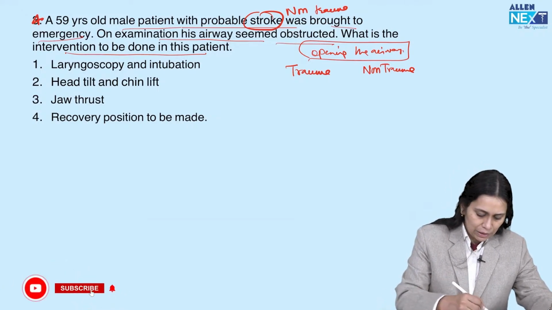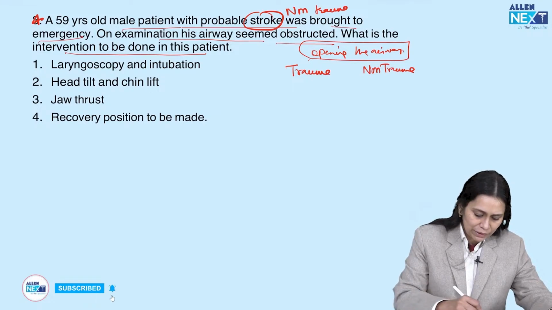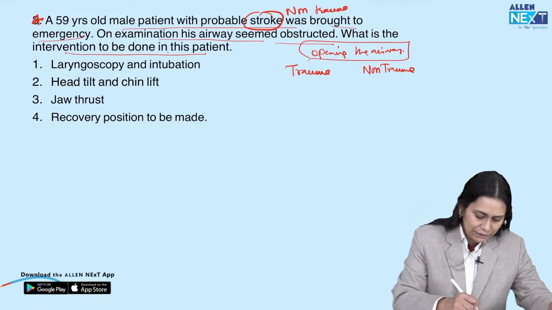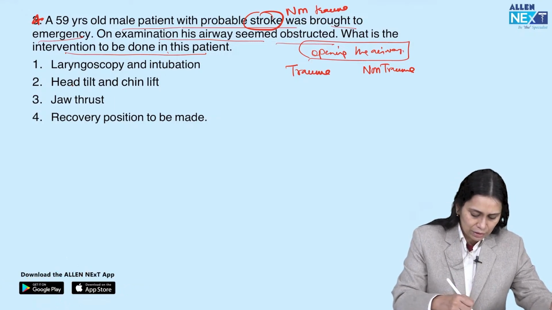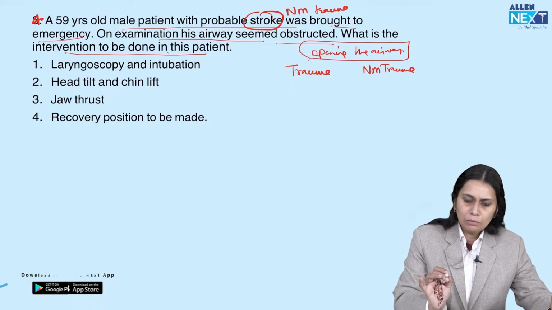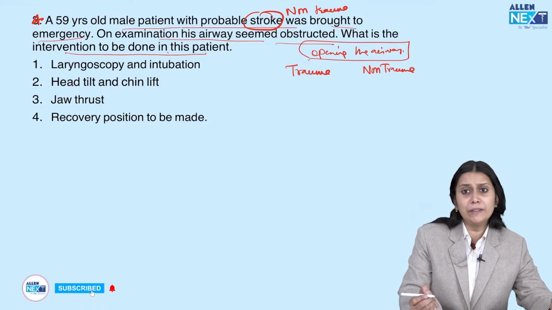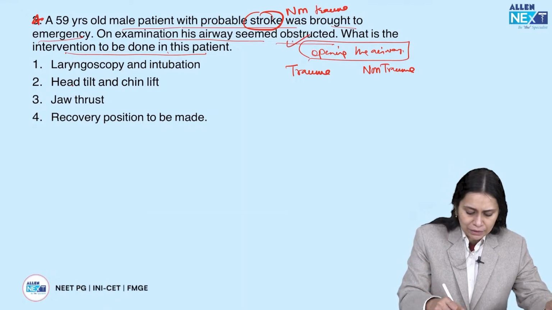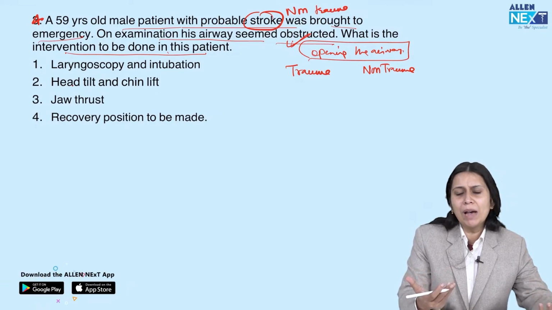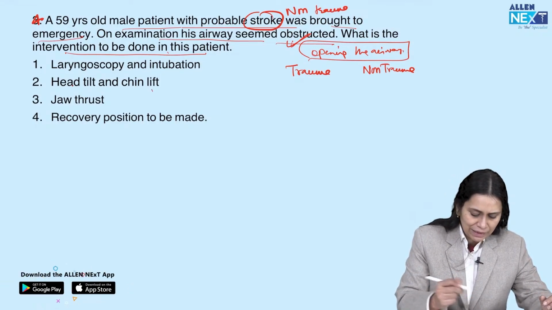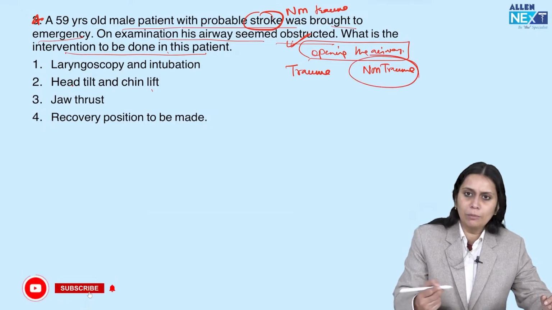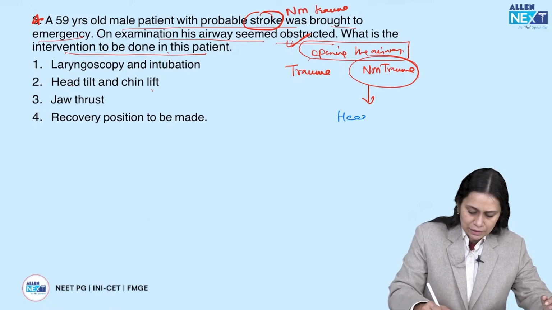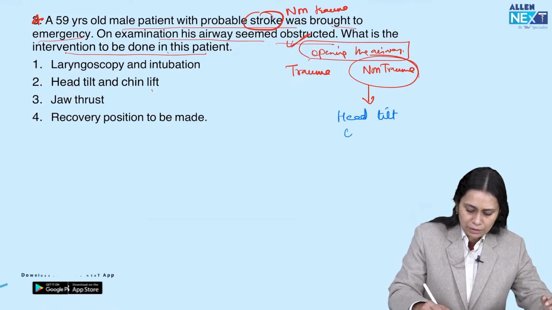Let us first see the options. Laryngoscopy and intubation. What is the intervention to be done in this patient, the first immediate intervention? Head tilt, chin lift is the second option. Jaw thrust, recovery position to be made. Now, first, laryngoscopy and intubation. We may require it in this patient, but that is not the first thing we do. If the airway is obstructed, it's an emergency, and we immediately have to do some maneuver to make it unobstructed. Second is head tilt, chin lift. If it is a non-trauma patient, we always go for head tilt, chin lift.